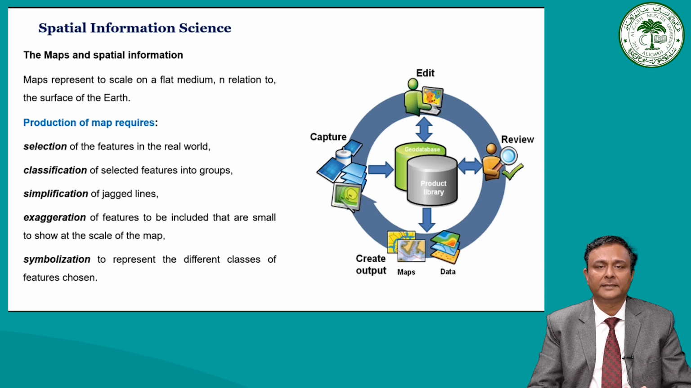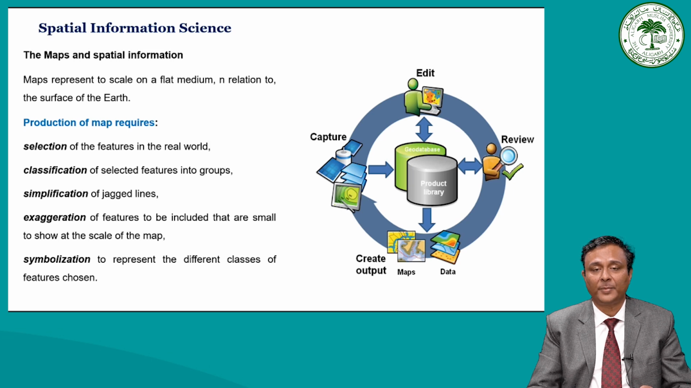Now we would like to highlight the maps and the spatial information. Here it is important to understand that maps are representations, normally to scale, on a flat medium of a selection of phenomena or abstract features, in relation to the surface of the earth. The production of a map requires selection of a few features in the real world to include within the space being represented in the map. It also includes classification, but this classification would be only of selected features, and that may also be into groups.